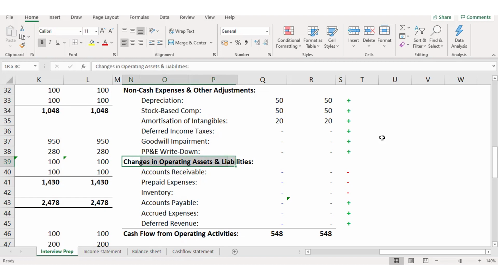Now, changes in operating assets and liabilities. This is very important because these are working capital line items, and working capital is something which is very important to understand, especially if you're going to go into investment banking. Working capital is essentially how much money the business needs in order to operate on a day-to-day basis. And this is essentially short-term assets and short-term liabilities.